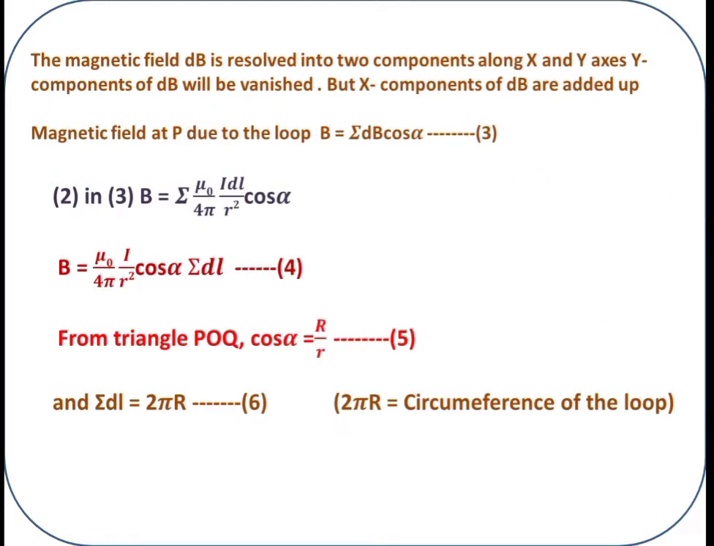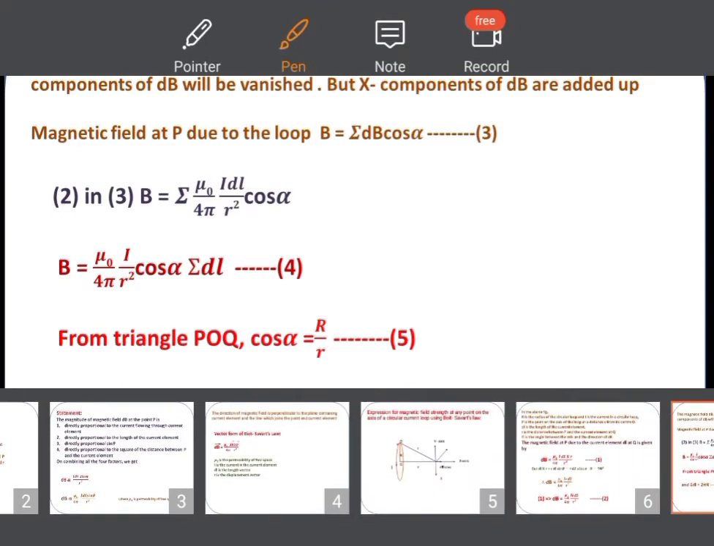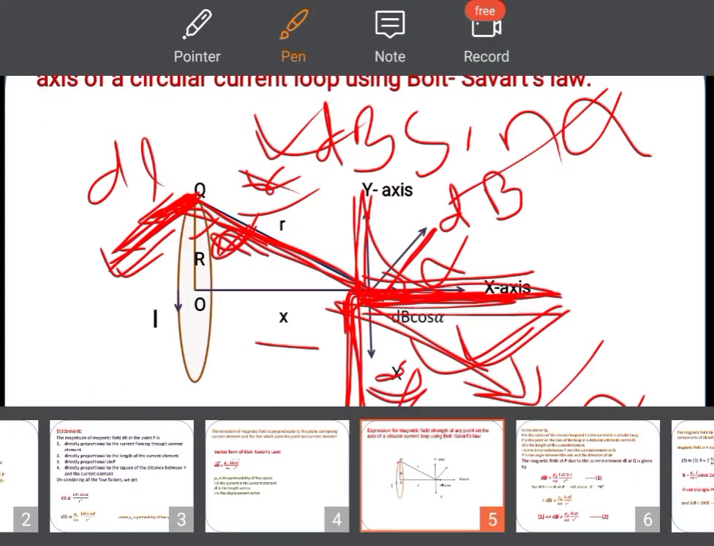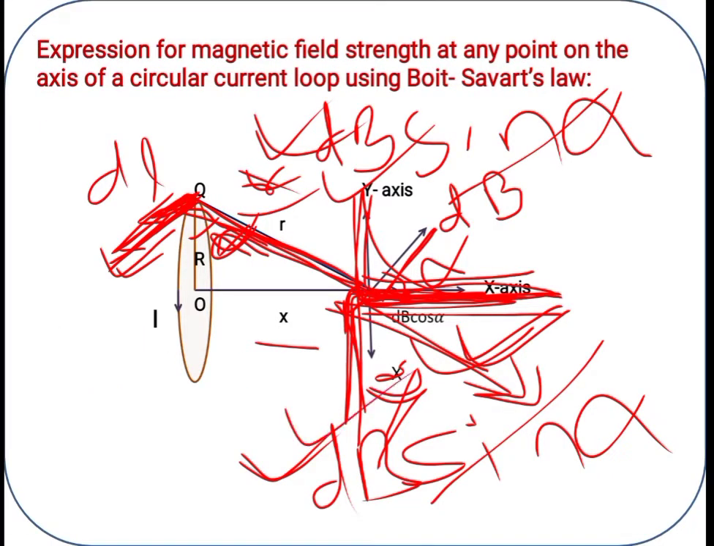Okay, next step. The magnetic field dB is resolved into two components along x and y. Just now I explained, if it is along the y axis in the diagram, we already learned that dB sine alpha cancels because of what? Directions are opposite, same magnitude but opposite directions. So we have the scope to add only dB cos alpha in both the patterns.